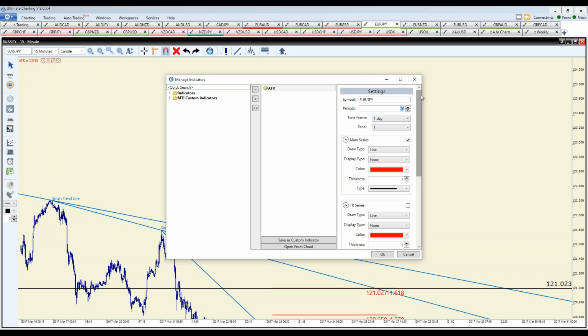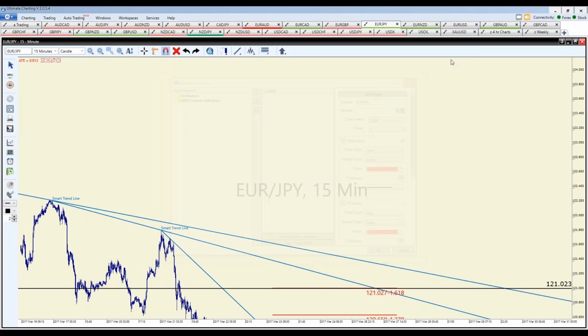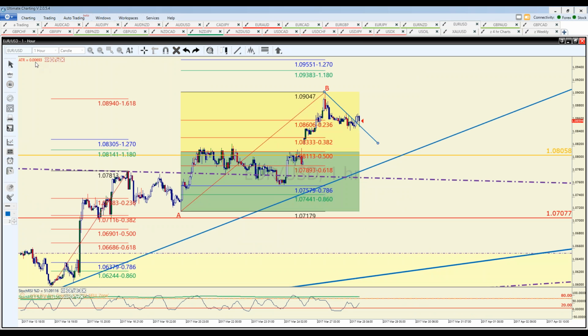Oh, Euro USD shows, on the Euro USD, mine shows 0.00, well, yeah, 670 pips, yeah. I have 0.00693. That would be 69.3 pips, which would be the DTR of 69 pips a day. Yeah, no, that's good then.